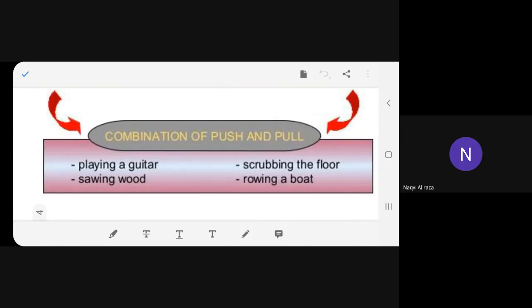Please close your mic. Combination of push and... first, close your mic. Someone's mic is on. I cannot hear it properly.